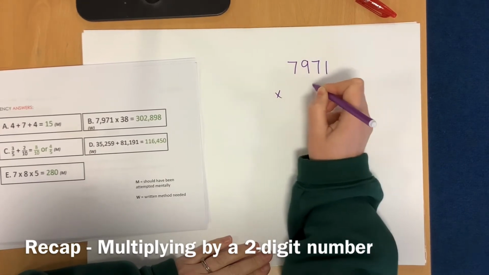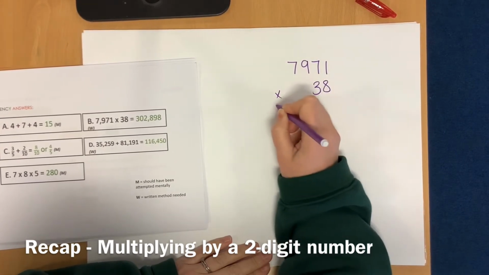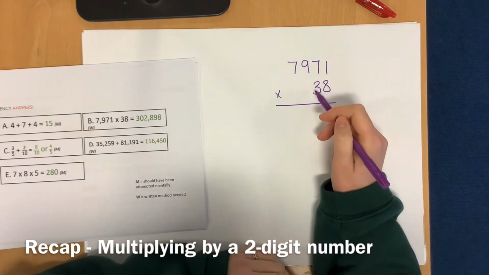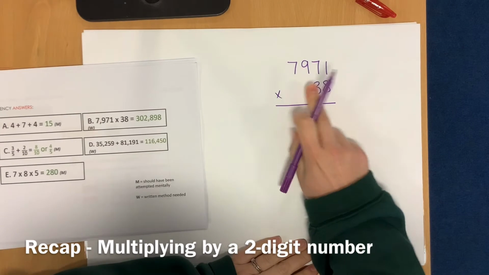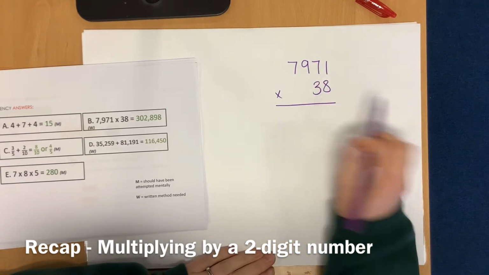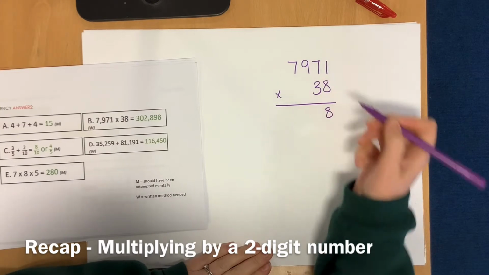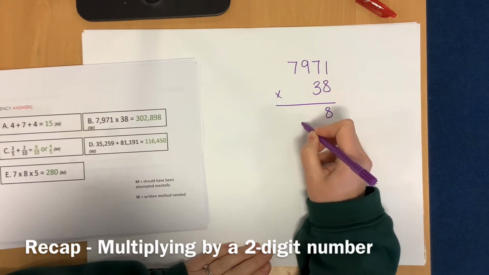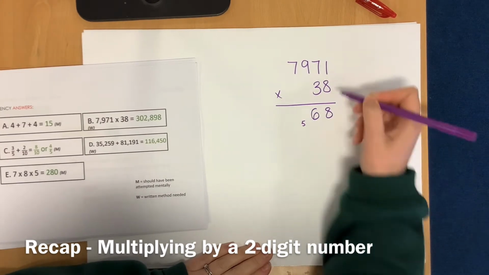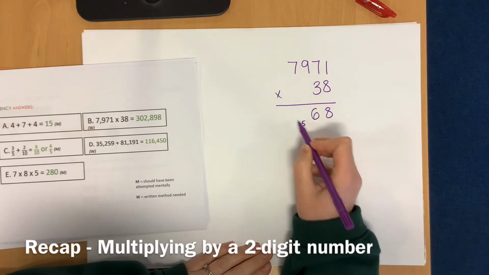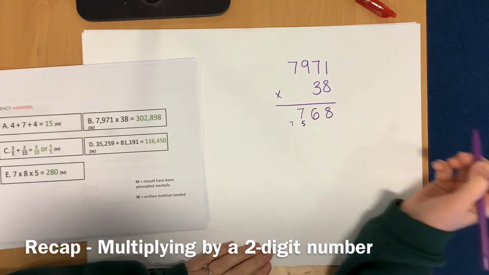7,971 multiplied by 38. So remember, what we're doing is we're multiplying the number by 8 and then we're multiplying it by 30. So multiplying by 8 shouldn't be any problems as long as you know your 8 times table. 8 times 1 is 8. 8 times 7 tens is 56 tens, which is 5 hundreds and 6 tens. 8 times 9 hundreds is 72 hundreds. Add those 5 gives us 77 hundreds or 7,700.